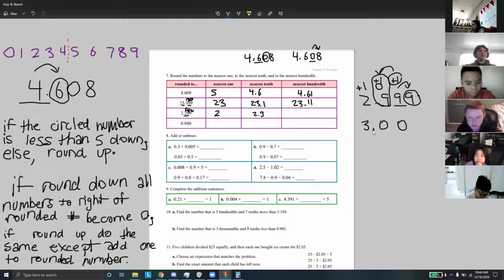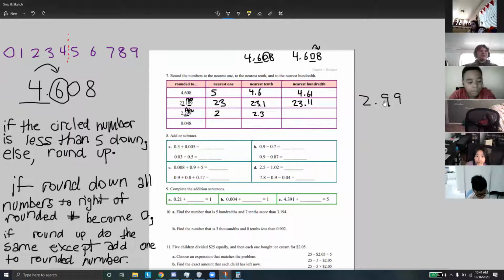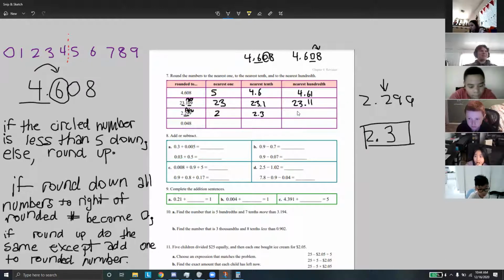Isn't that supposed to be a 2? Where? This number, isn't it supposed to be a 2? Oh, did I actually turn it into a 9? Whoops. Yep, absolutely correct. So that means this would be 2.99. This 2 would become a 3, and so the answer would be 3. Is that what you guys got? Good. If you guys see any discrepancies, call it out, because that's good.